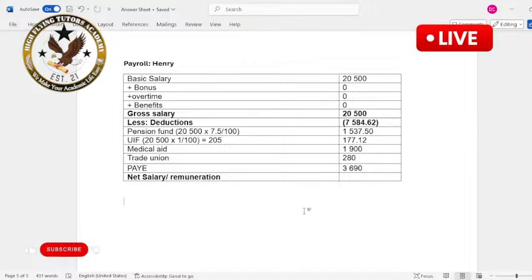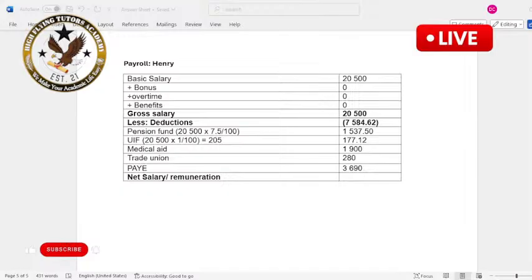How much is the net salary or remuneration? Can we all participate and do it quickly? We don't have time. Let's calculate our remuneration, our net, quickly, and then we proceed to the next guy.